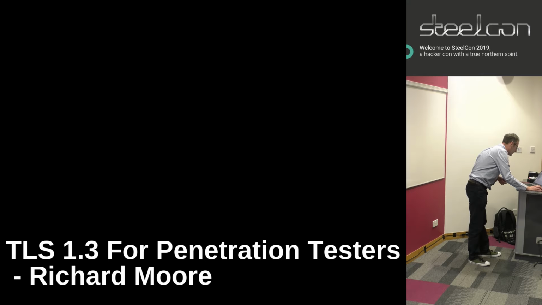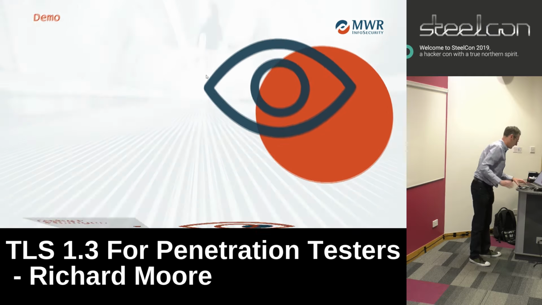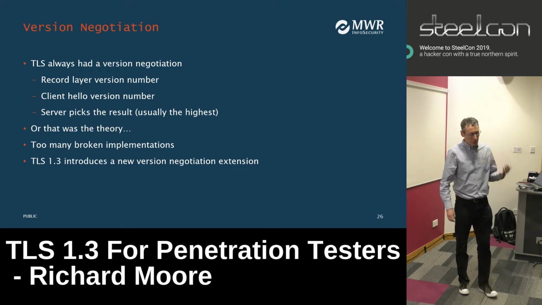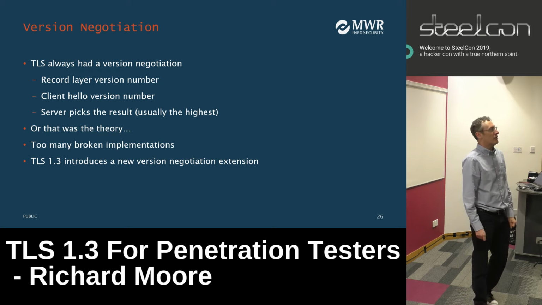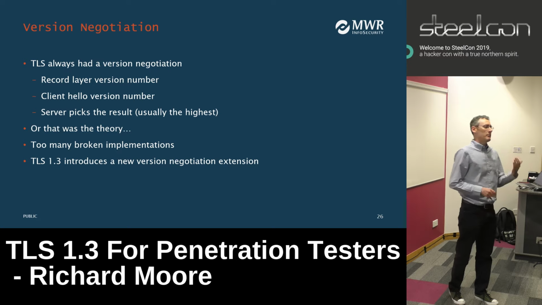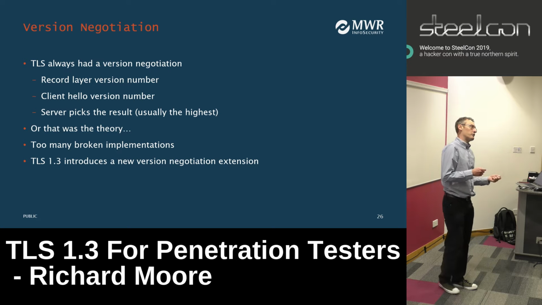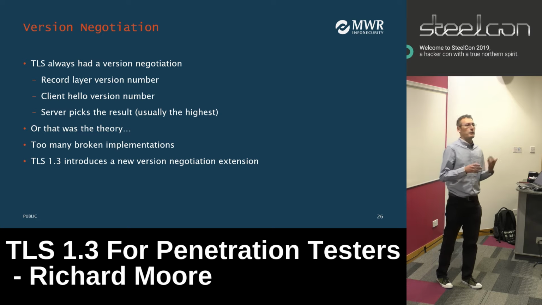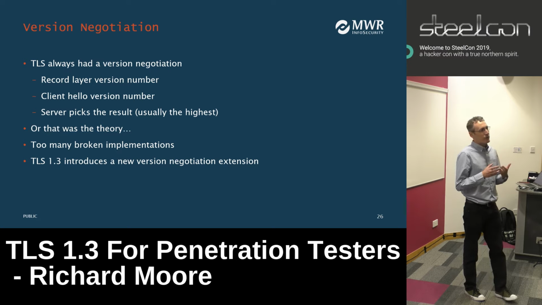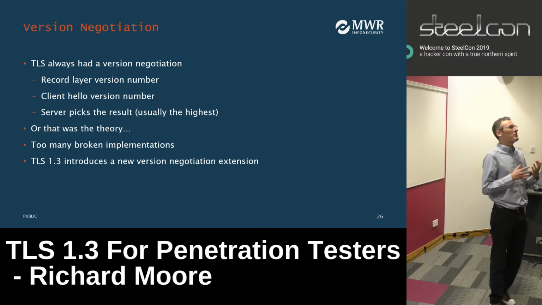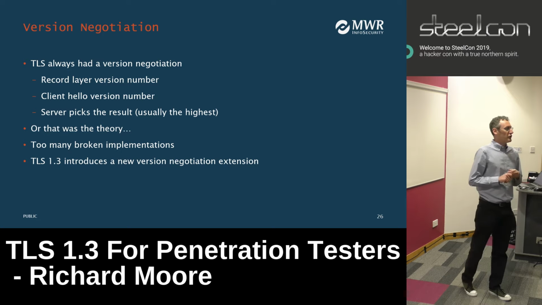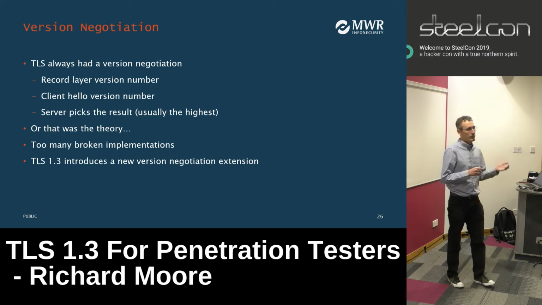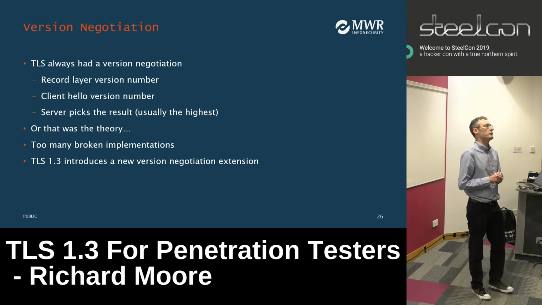So, let's see if this works again. Okay, so what else has changed? Well, version negotiation. There's always been a version negotiation mechanism since SSL. So basically, there's a version number in the client hello, and there's a version number at the record layer. So the record layer is basically the structure of how messages look, and the one in the handshake in the client hello is sort of usually the highest version the client supports. And the server then responds with a server hello containing the version that it actually is willing to talk. Now, that's great in theory, doesn't work.